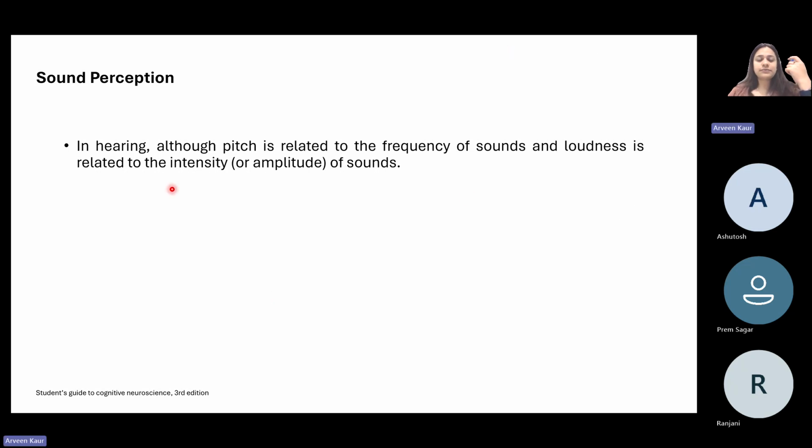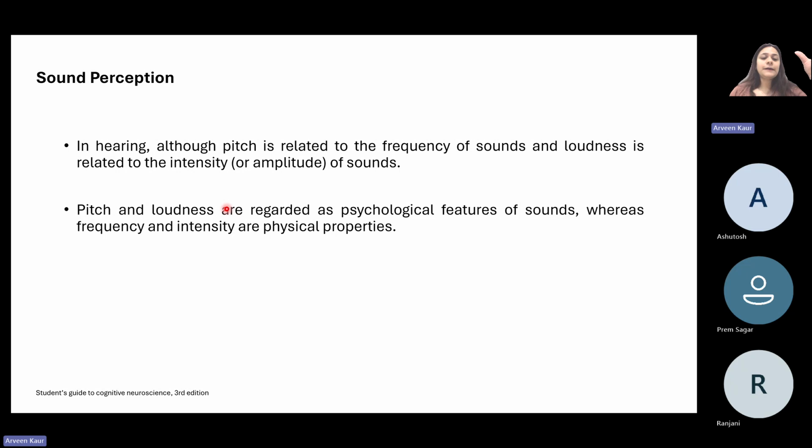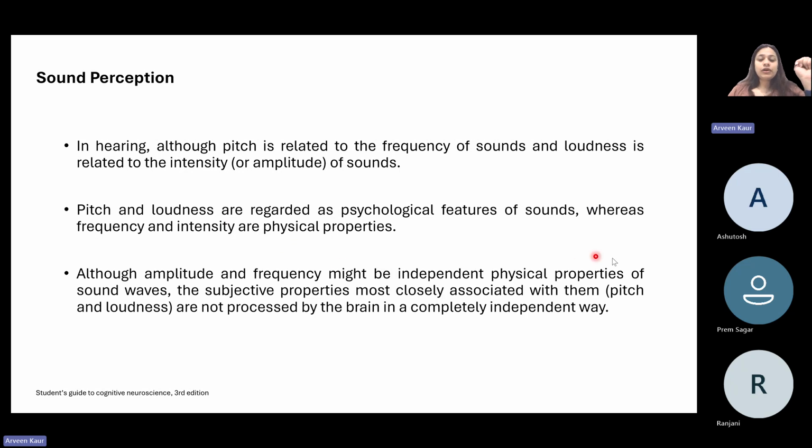When we come to sound perception in hearing, although pitch is related to the frequency of sounds and loudness is related to the intensity or amplitude of sounds, right? Pitch and loudness are regarded as psychological features of sound, whereas frequency and intensity are the physical properties. Although amplitude and frequency might be independent physical properties of sound waves, the subjective properties most closely associated with them, that is pitch and loudness, are not processed by the brain in a completely independent way, right?